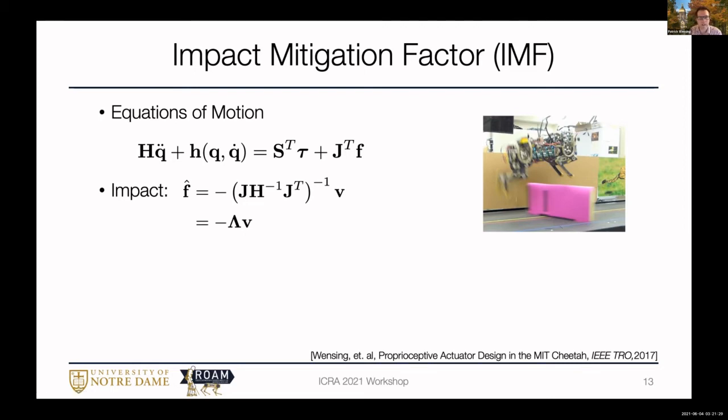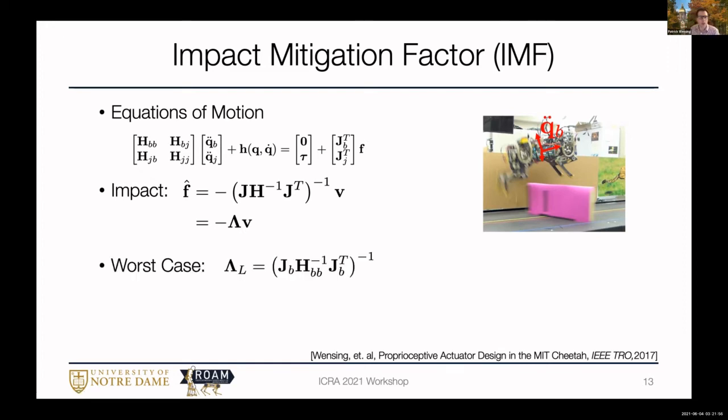So our idea was to take these equations of motion and partition them down into the floating base and these joint components. And then ask the question, what mass do I have at the foot in the worst case? And the worst case might be when all of my joints are rigidly locked and I just hit like a rock at my foot. If all the joints are locked, then essentially these J components just go away, and you're left with this worst case locked inertia.